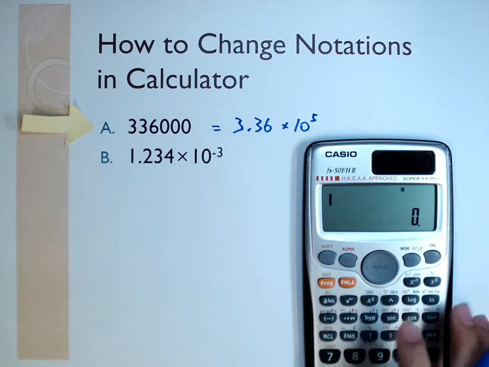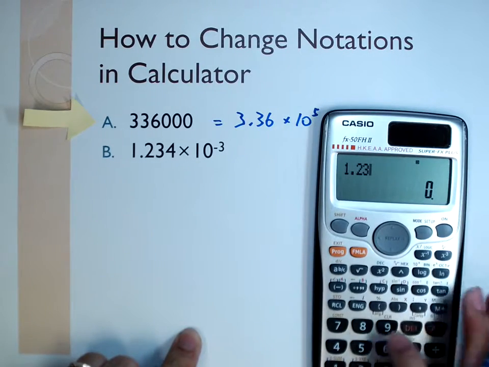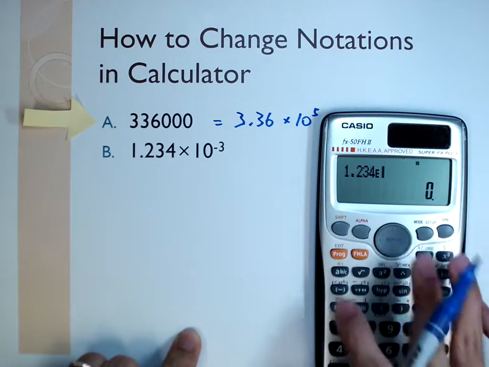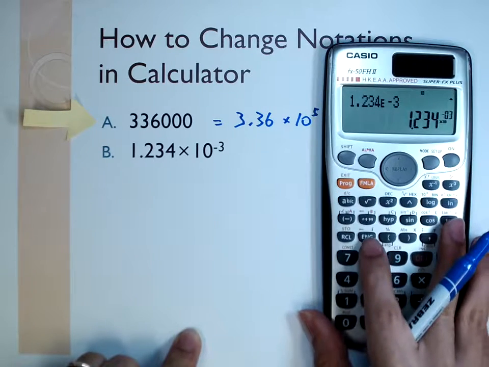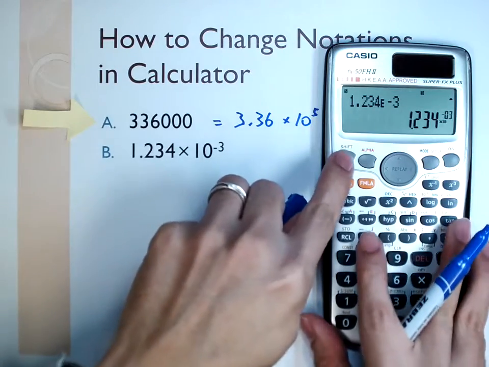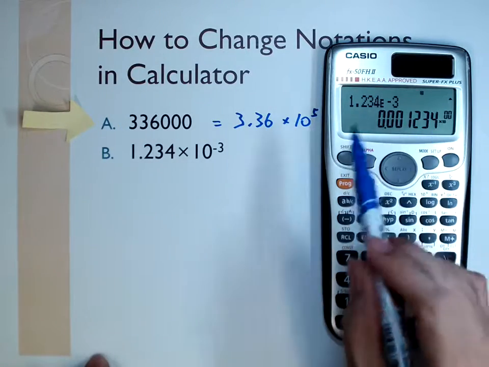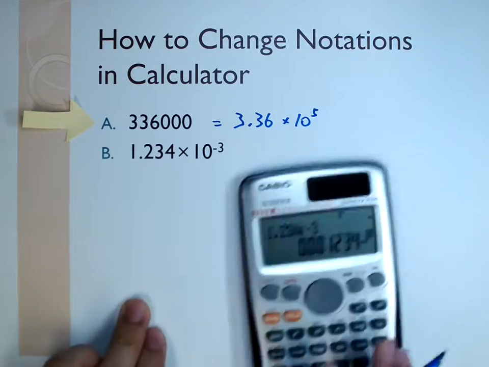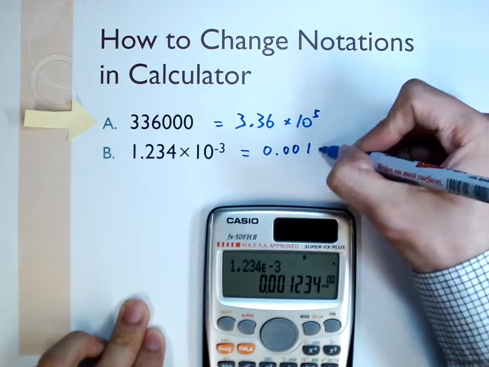And secondly, this one, times 10 to the power -3. So we have this one. To change it back to the normal regular notation, we just need to press Shift and then ENG. One more time, and then you have this number. So this is the regular notation.